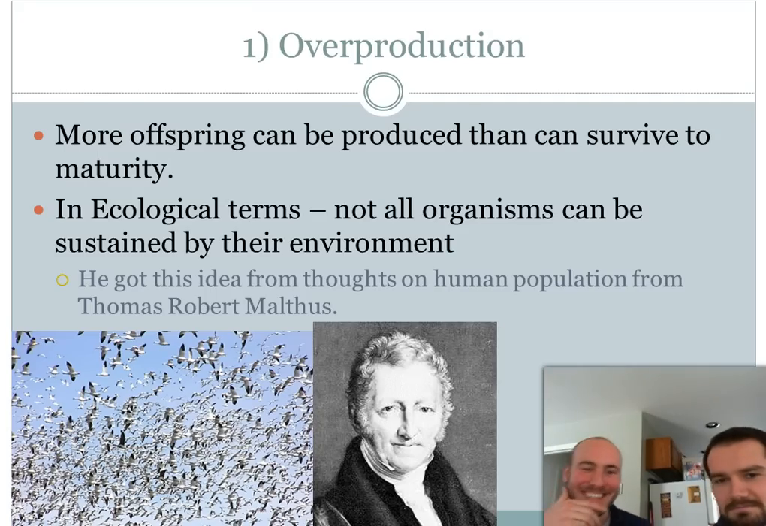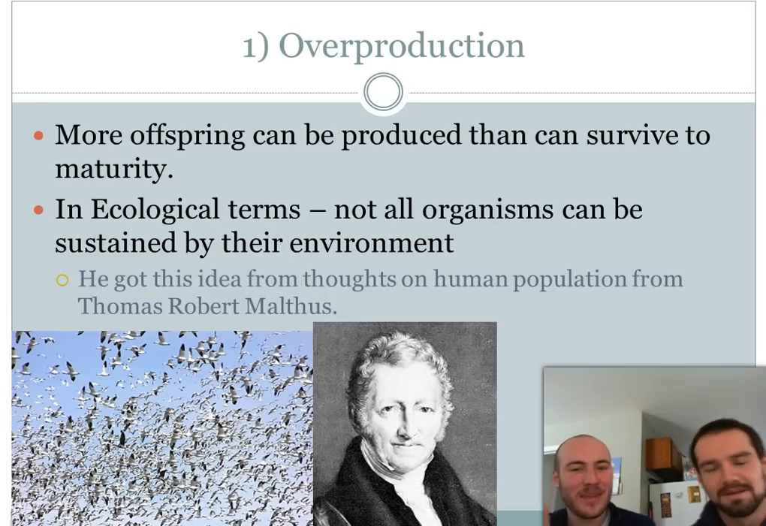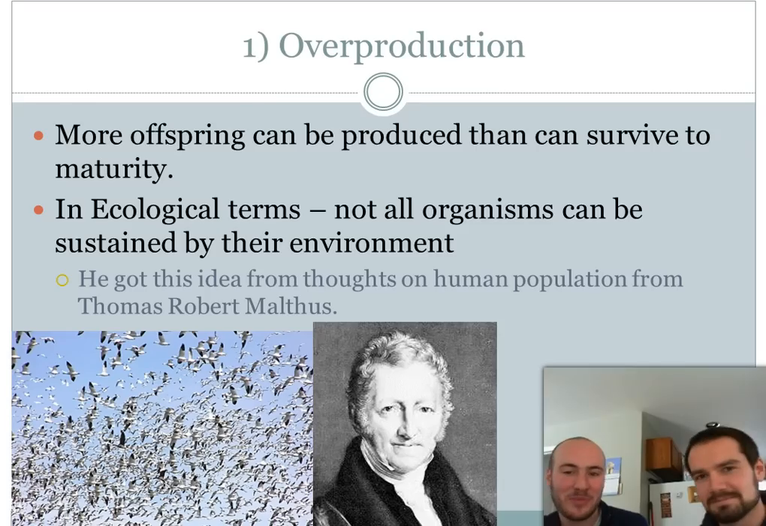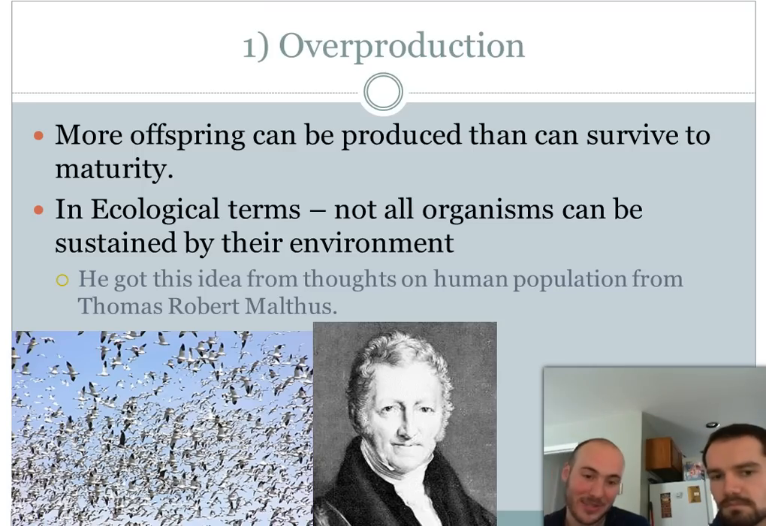Once you get a population that makes more offspring than can actually survive their environment, you get what we call selective pressure. And that's really important. He actually got this idea from another person, he actually wasn't a scientist. He was a priest named Thomas Robert Malthus, a British priest. So not all organisms can actually be sustained by the environment in some situations. That's what needs to happen.